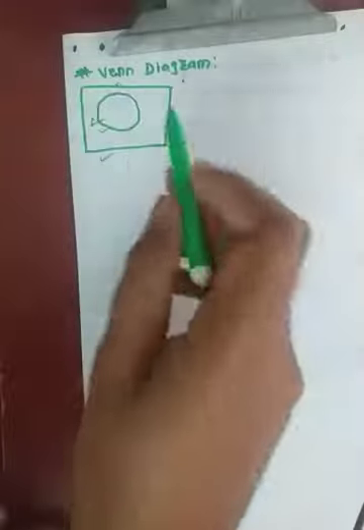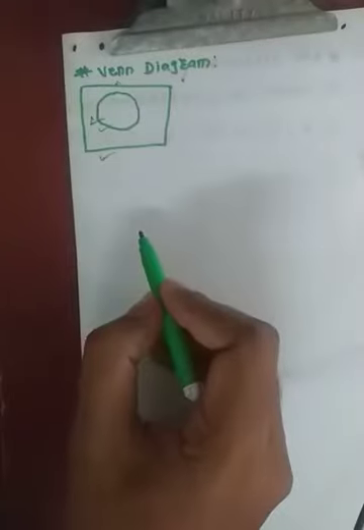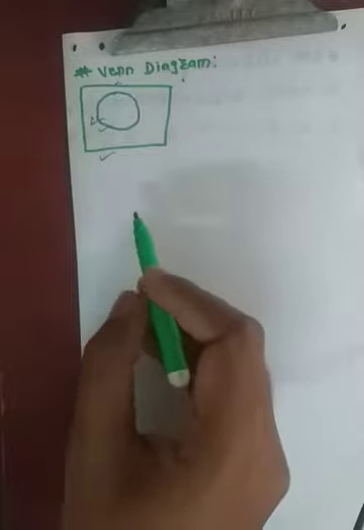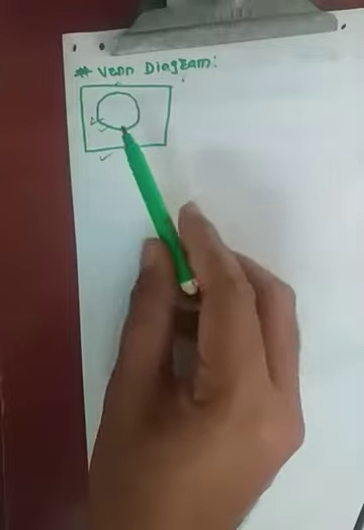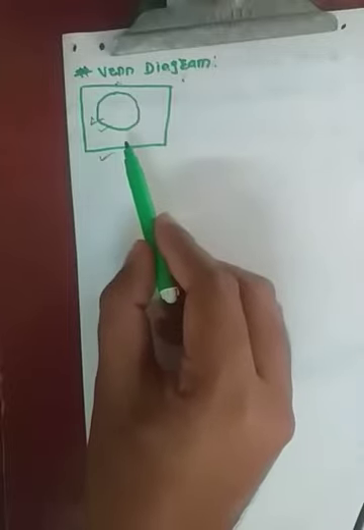Now we will see Venn diagram. Operations on sets can be represented with the help of picture and with the help of diagram, that is nothing but Venn diagram. Whatever the operations on set, that is union, intersection, difference, symmetric difference, these operations can be represented by using this Venn diagram.